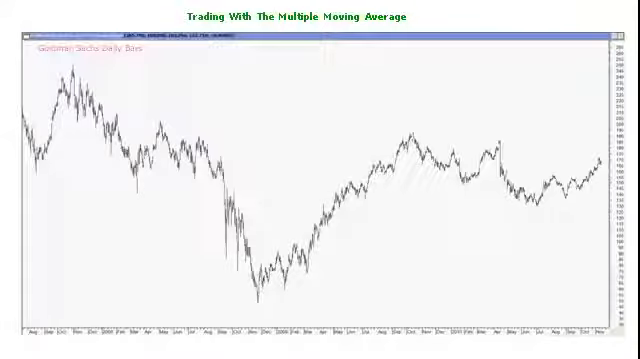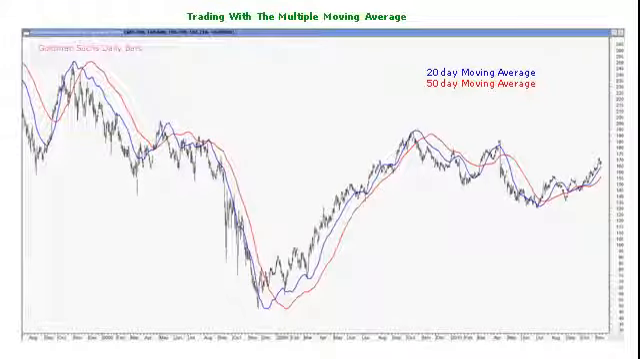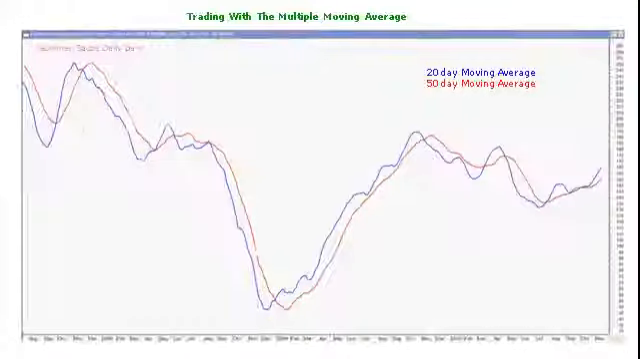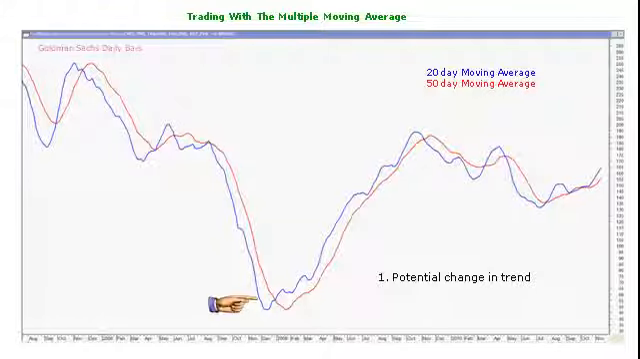Okay, we're going to look at Goldman Sachs here for the purposes of this example. As you can see, just an ordinary price chart. And here we are with a 20-day and a 50-day moving average plotted over that. Now, just remove the price series for a moment. From this, we don't really get a lot of information about what's happening to this chart, because we have a crossover. And when we see a crossover in a chart, there's two pieces of information we can get from that. First of all, it's a potential change of trend.